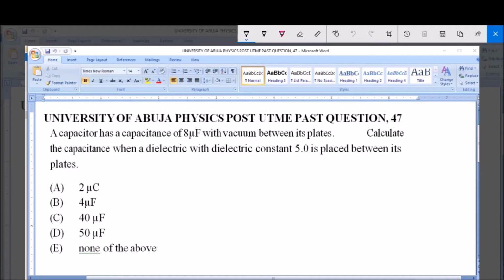Good day and welcome. Today we're dealing with University of Abuja Physics Post UTME past question 47.